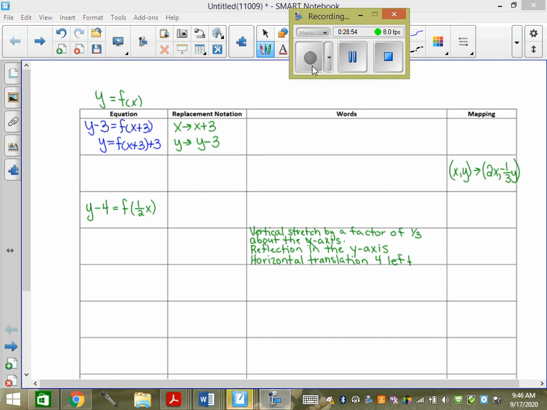So these are translations. So I have to state stretches first, reflections next, which I have none. So I can go right to my translations. So I have a vertical translation, three up. And a horizontal translation, 3 left.